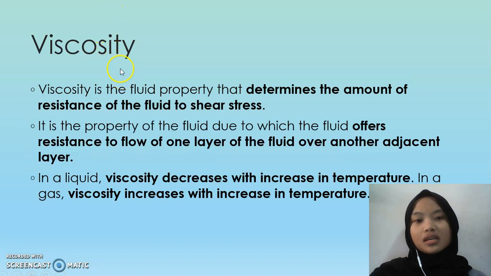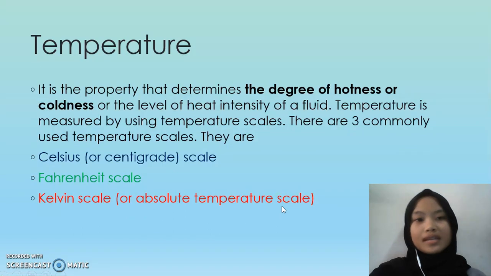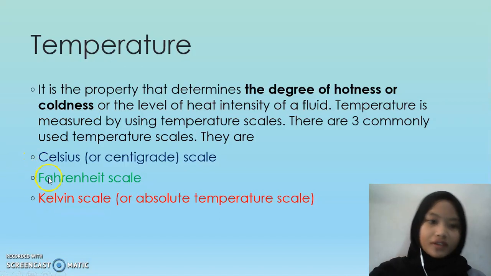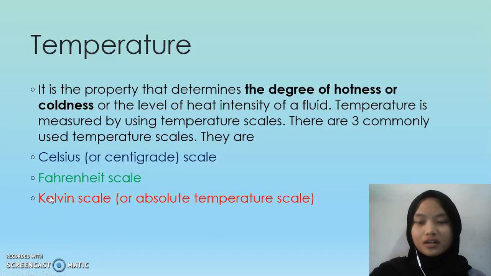Next is viscosity. Viscosity is basically the amount of resistance of the fluid to shear stress. In a liquid, viscosity will decrease with increase in temperature, and in a gas, viscosity will increase with increase in temperature. Next is temperature. It's the degree of hotness or coldness, and it can be measured in Celsius, Fahrenheit, and Kelvin. To convert between them, we have certain converting factors.